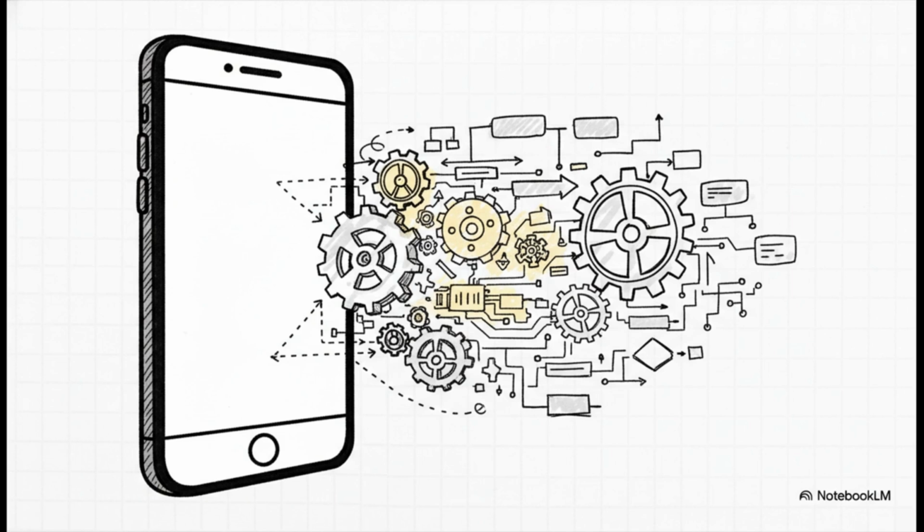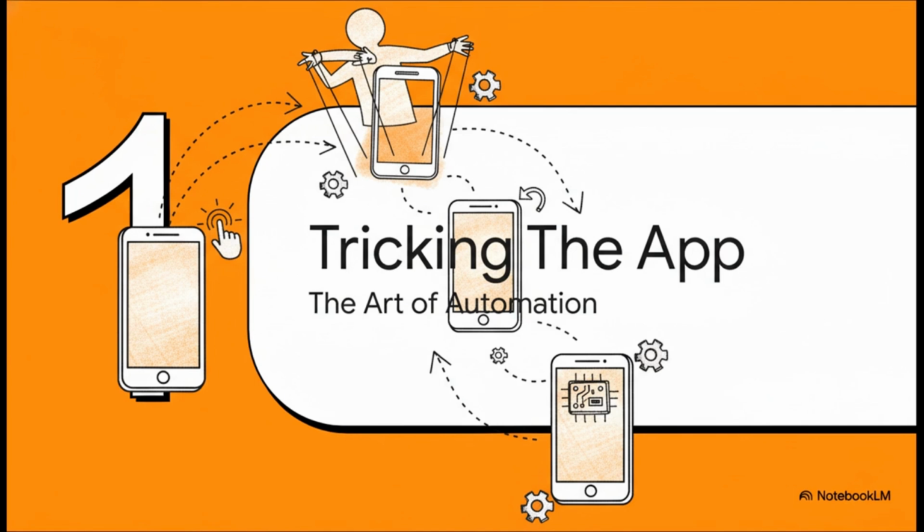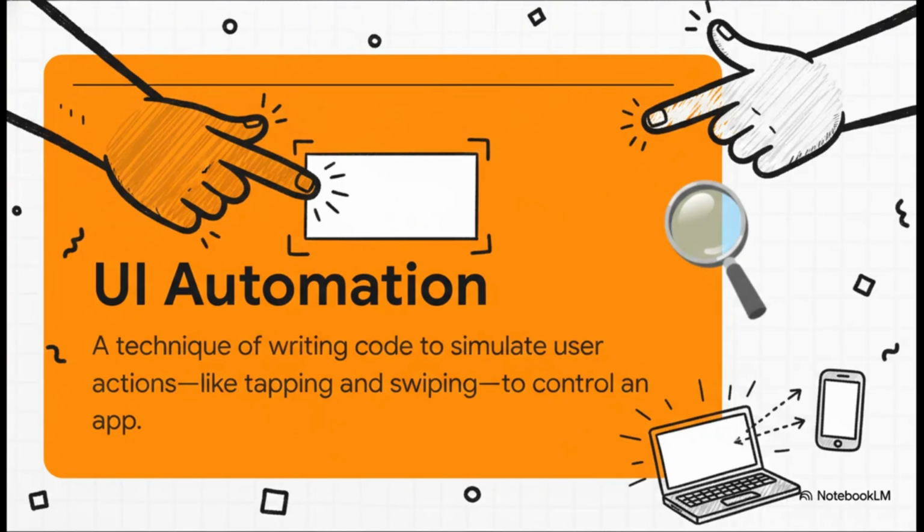Okay, so when an app doesn't have a feature you need, you can't just add it yourself. But what if you could control the app from the outside? What if you could write a little script that acts like a puppet master, telling the app exactly what to do by mimicking your own taps and swipes? Well, that technique has a name. It's called UI automation. And it's a really powerful way to make an application do things it was never built to do. See, instead of trying to talk to the app's brain, you're just controlling its hands, telling it exactly where to touch the screen, one move at a time.